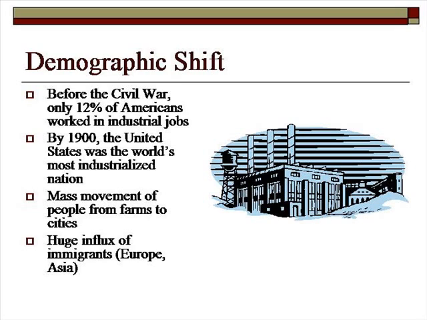There's also a huge movement of people from the farms to the cities. The jobs were in the cities. That's where the factories were, so people had to move from the rural areas to the urban areas. And we also had a large influx of immigrants, especially from Europe on the East Coast and Asia on the West Coast.